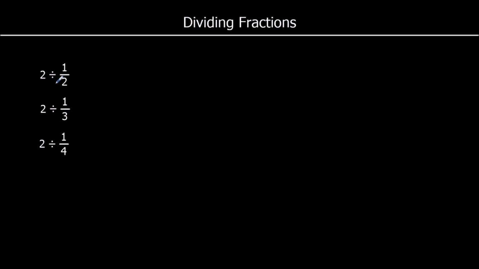Here we've got 2 divided by a half. You can think of this as saying how many halves make 2. How many times does half go into 2? And 4 halves will make 2. So if you've got 4 halves, you've got 2. So 2 divided by a half is 4.